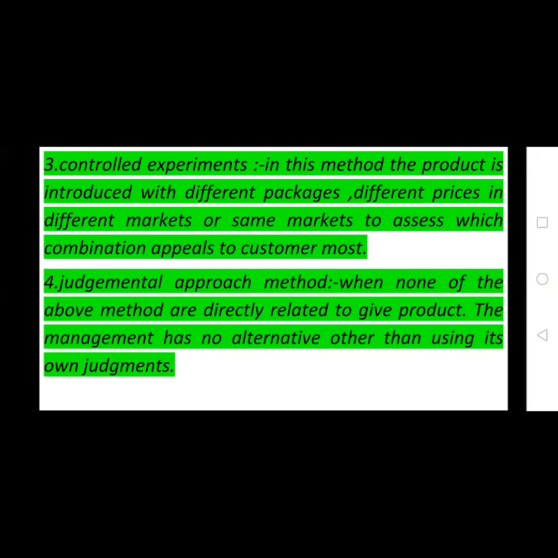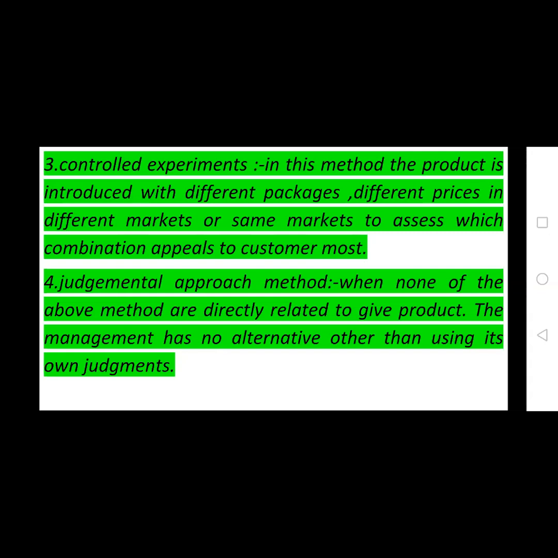In this controlled experimental method, the company introduces different packages, for example some are 1 kg packs and some are only small sachets, and fixes different prices also. For some bulk packages it fixes the price higher compared to small packages. So such different packages, different prices in different or same markets, are used to assess which combinations appeal to customers most.